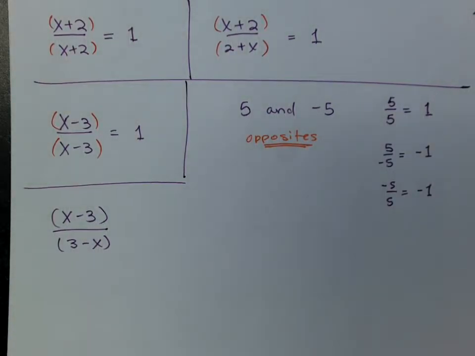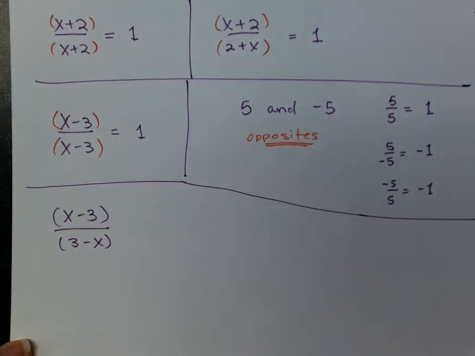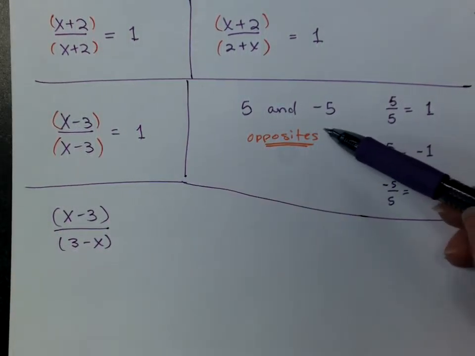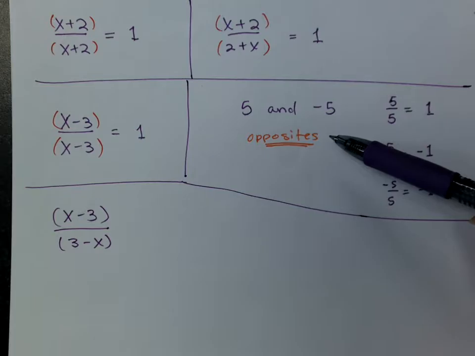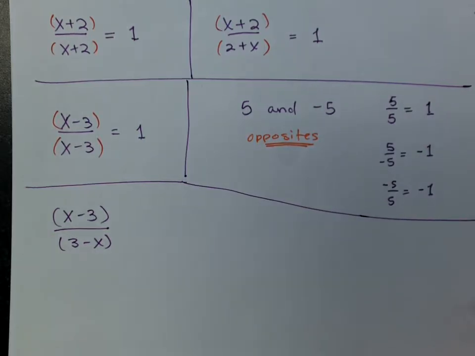But if you have a number over itself, it cancels out to 1. If you have a number over its opposite, it cancels out to negative 1. Well, numbers have opposites, like 5 and negative 5 are opposites. Polynomials also have opposites. Now, I'm not talking about conjugates. Conjugates are a plus b, a minus b. I'm not talking about conjugates. I'm talking about opposites. Okay?